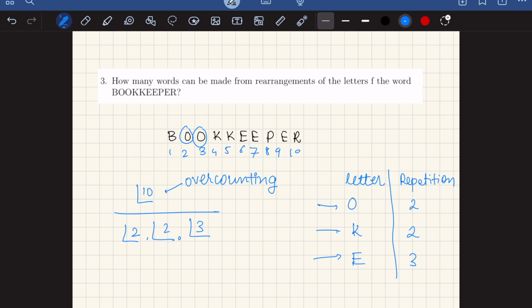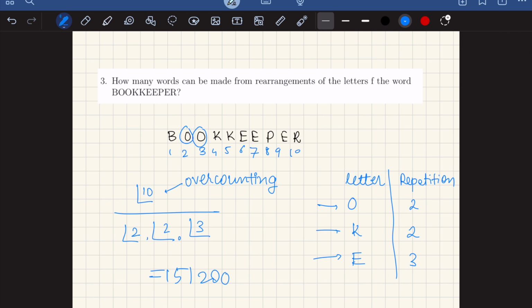Sangeet says this number turns out to be, and Pranavi also says this number turns out to be 151200. I haven't counted this, but thank you for the answer. Others, you can also check this out as an exercise.